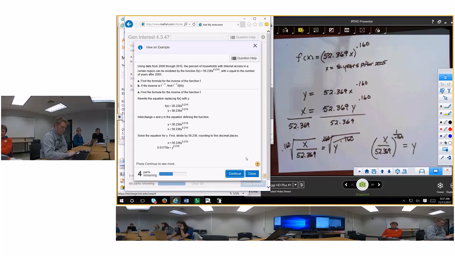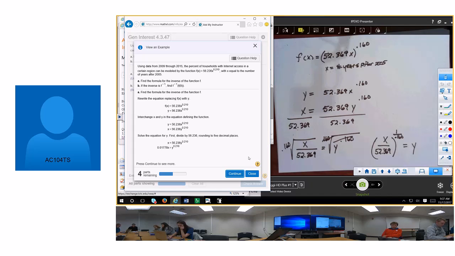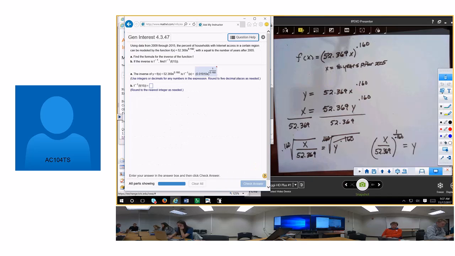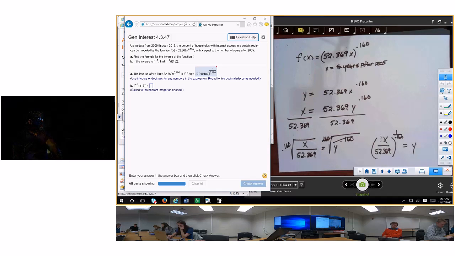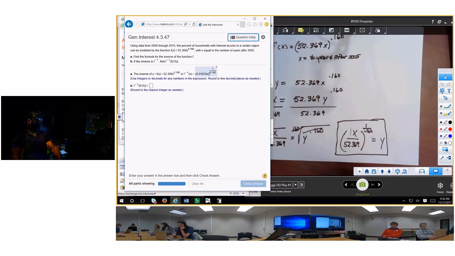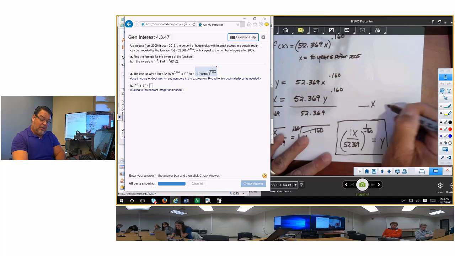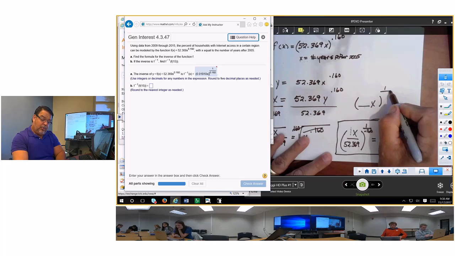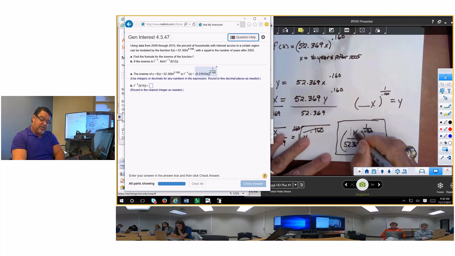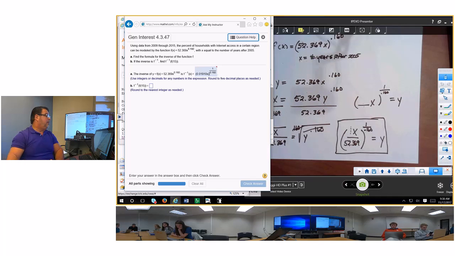All right, I know what they're doing. We've got the same answer they do. Notice I have a fraction right here. Put a 1 right there. Now take 1 and divide it by 52.369. That's where you get it. I was just surprised to see that 0.019. I was like, where'd that come from? But what they're doing is taking 1, dividing it by 52.369 and putting it beside the x, and then raising it to the 1 over 0.160 power. That's all they're doing. So that's not a big deal.